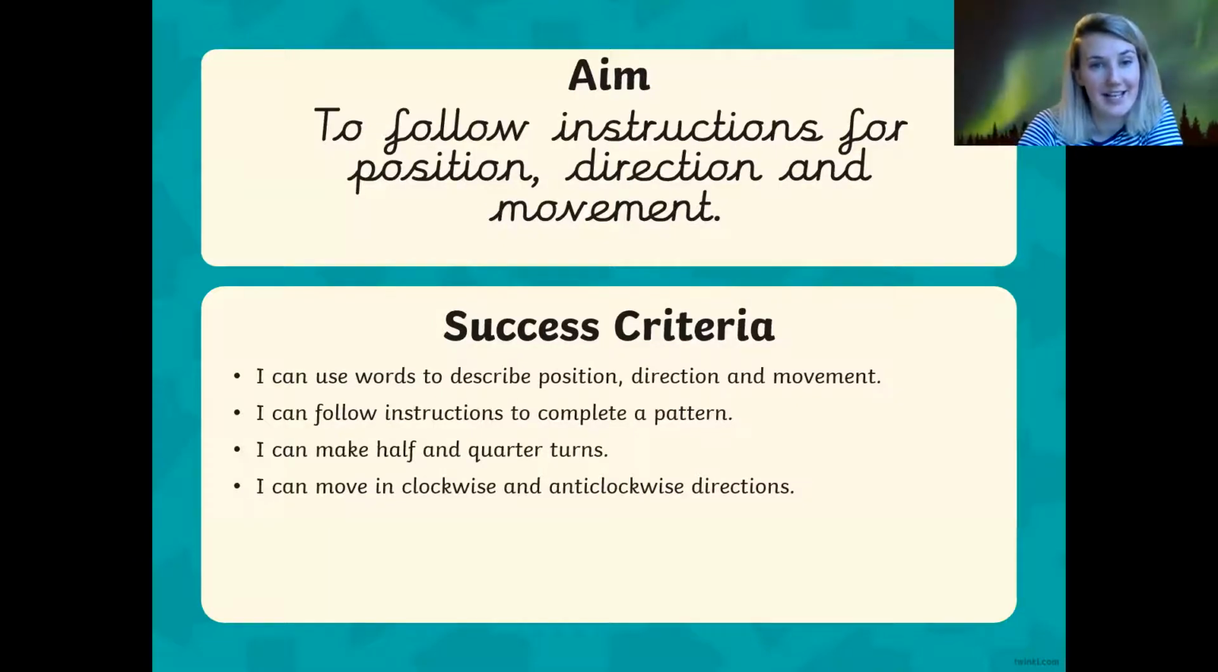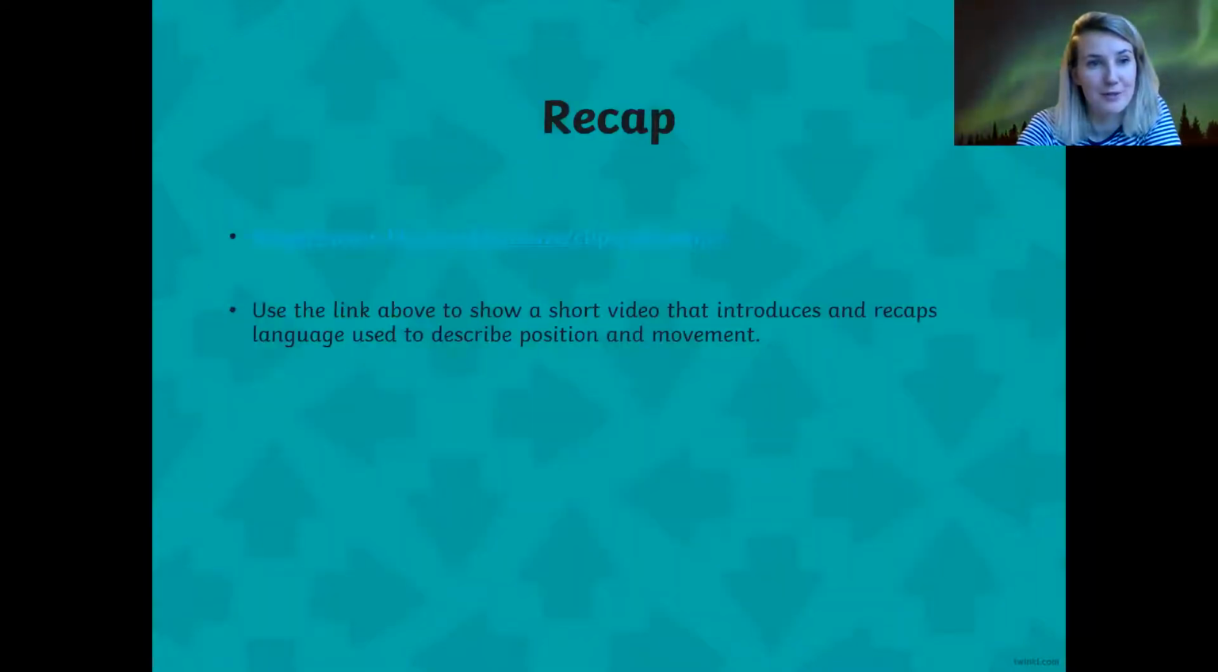So Monday today, to follow instructions for position, direction and movement. We're working on direction and movement. So first of all, I've got to stop sharing this and make me big. Hello! Because I've got a little song for you today. Let's get that ready. Where are you? Come back to me. Come back. Share screen. Share this one. Are you ready?